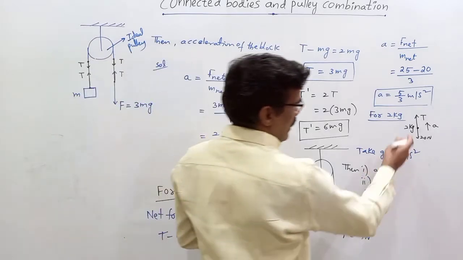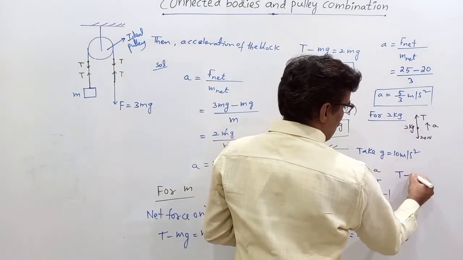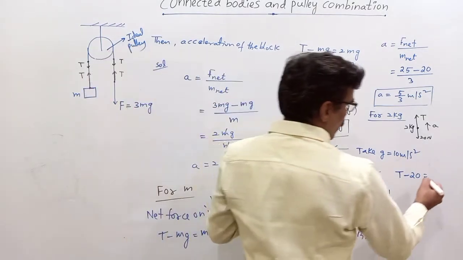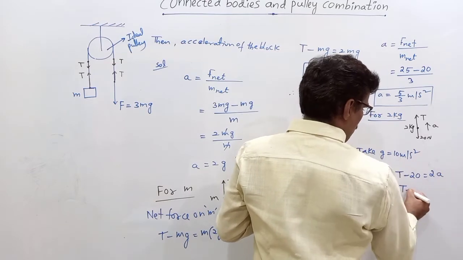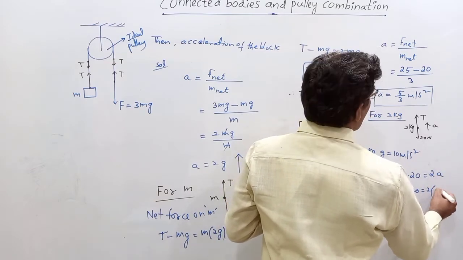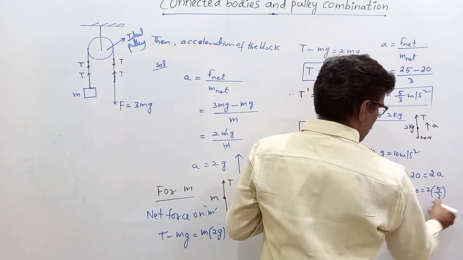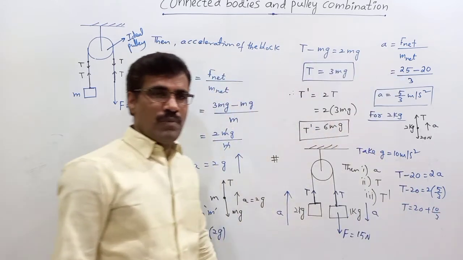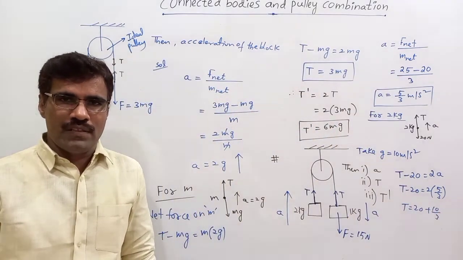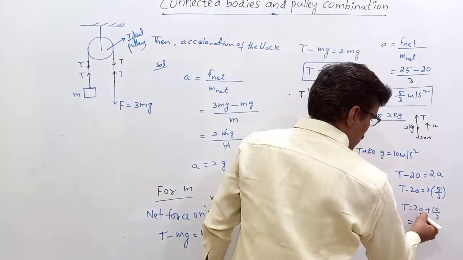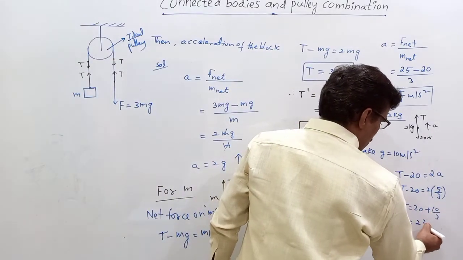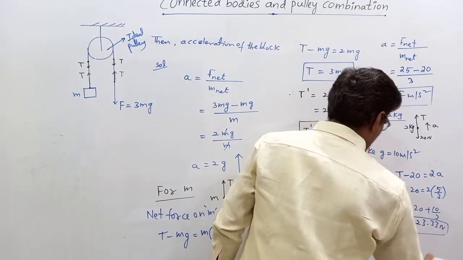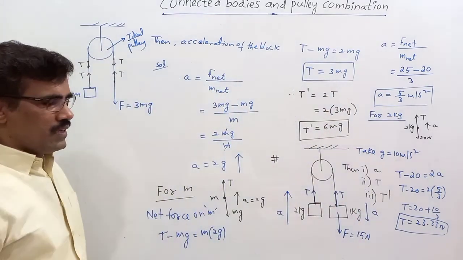Clear, sir? Therefore the net force is T minus 20 equal to 2 into A. T minus 20 equal to 2 into A value, 5 by 3. Therefore T equals 20 plus 10 by 3. 10 by 3 is 3.33. That's why 20 plus 3.33 means 23.33 Newton. Tension in the string which is connected between the two blocks is 23.33 Newton.